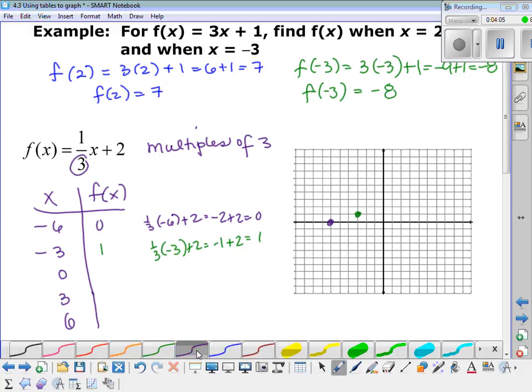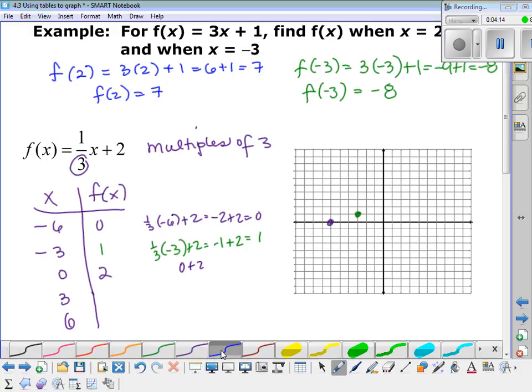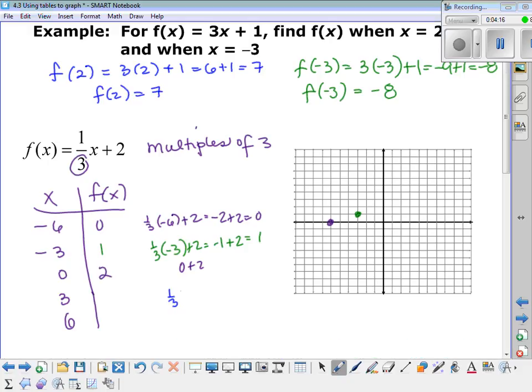If I plug in 0, that's pretty easy. I just get 0 plus 2. So what's that equal? 2. All right. Plug in a 3. 1/3 of 3 is just 1. 1 plus 2 is 3. So I've got 0, 2, and 3, 3. Okay, and since this only has an x, I expect this to be a line. This is a linear graph. It should be coming out as a line because I just have an x. I don't have an x squared or anything like that.